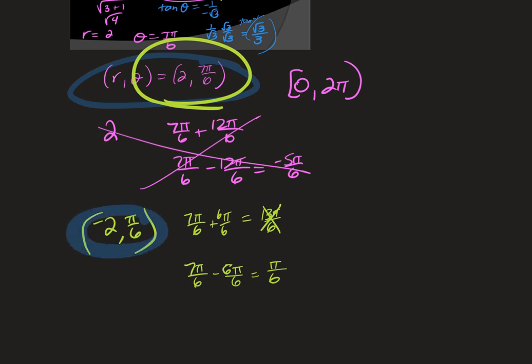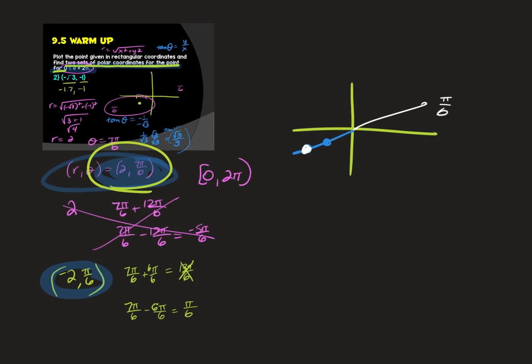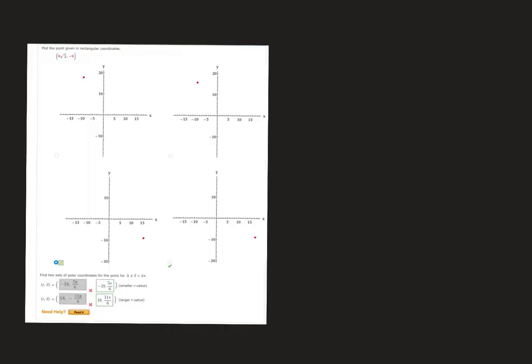And if I were to plot those 2, they should end up being the same spot, right? 2, 7 pi over 6 is 2 would be there. And pi over 6, which is here, -2 would also be in the same location. So those are the 2 between 0 and 2 pi. That would give you the same coordinate point. Questions?